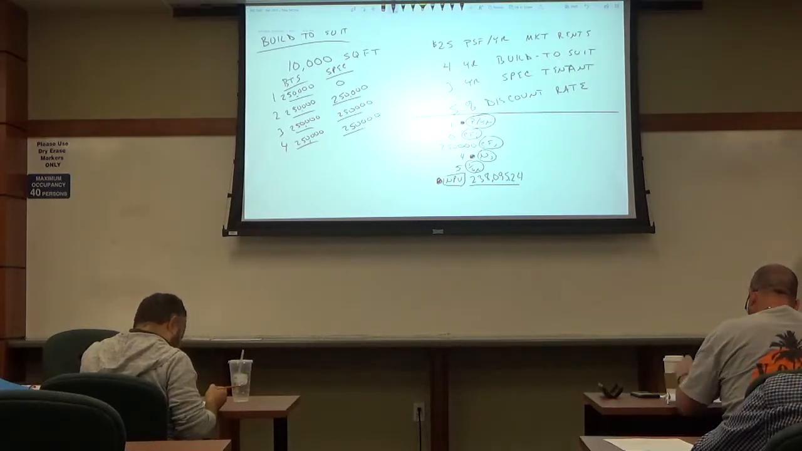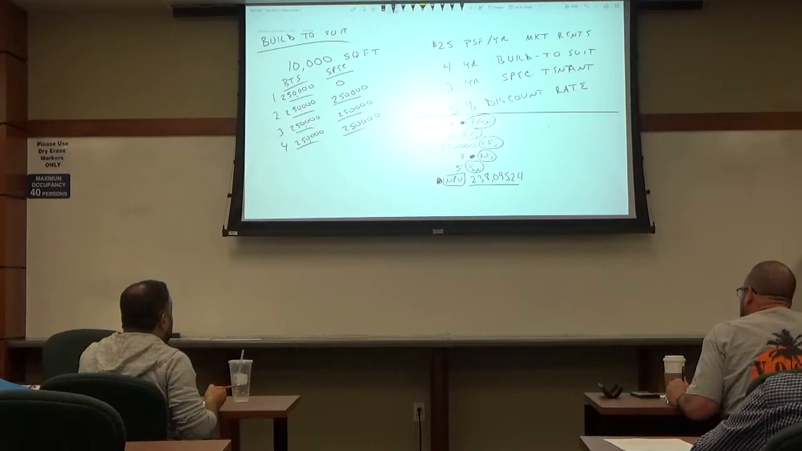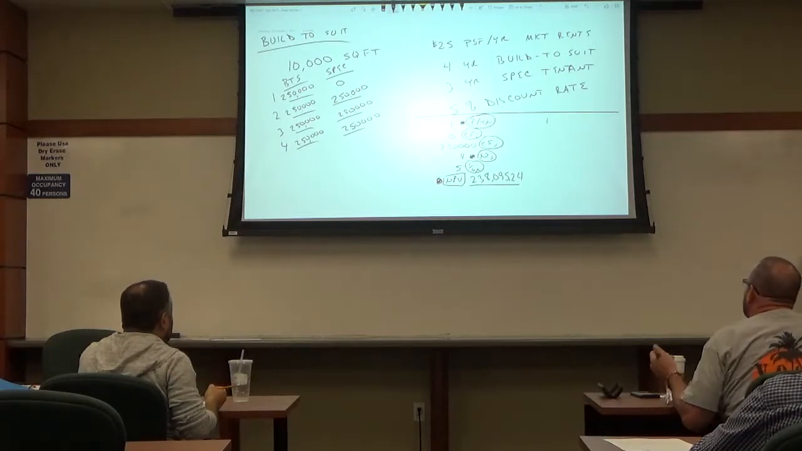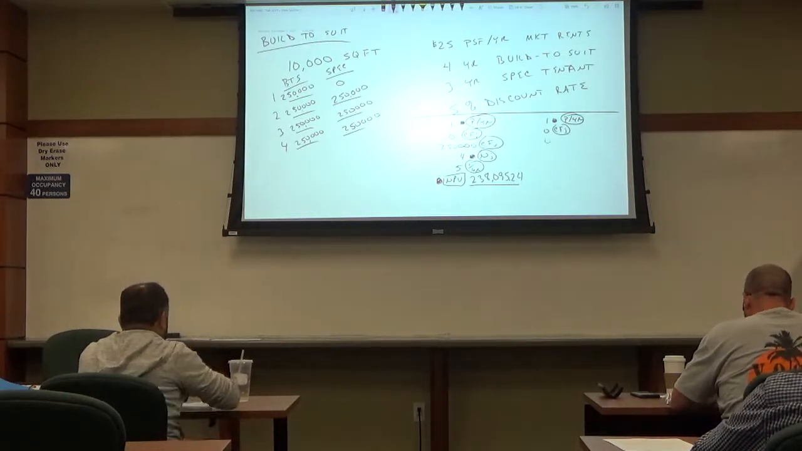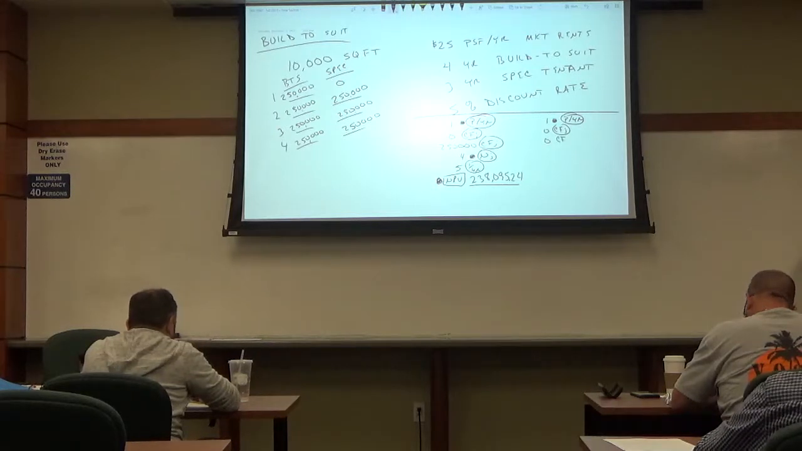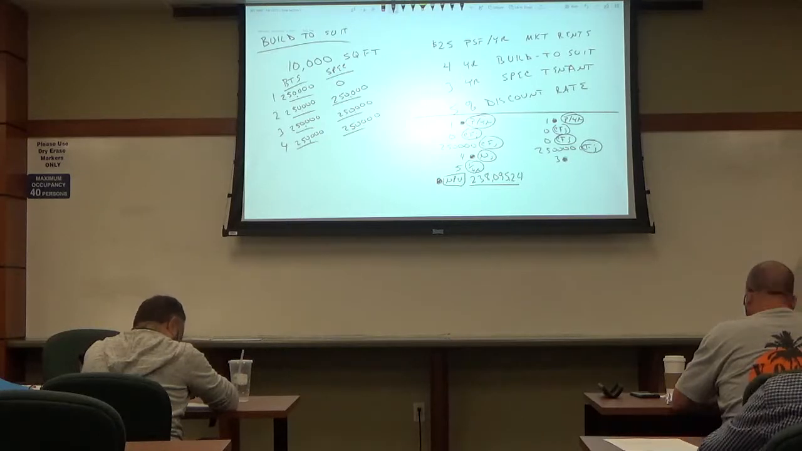Okay, and then for the spec, you're going to have 0 for the initial cash flow, but you're also going to have 0 for cash flow for year 1. Then you're going to have the 250,000 as a cash flow for 3 years at the 5%.